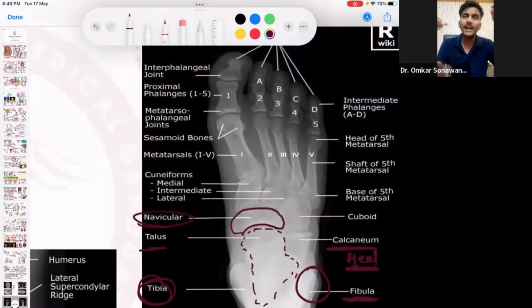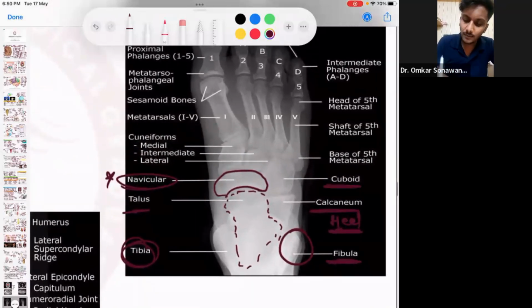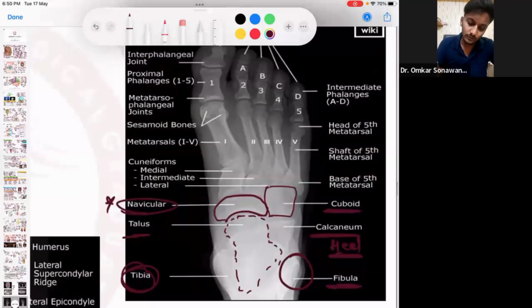This was marked. Okay, in the last 2 exams this has been marked. So please remember, the semicircular bone in front of the talus is known as the navicular. Lateral to the navicular is the cuboid, cube shaped hota hai, theek hai? In front of navicular and cuboid, there are 3 cuneiforms.